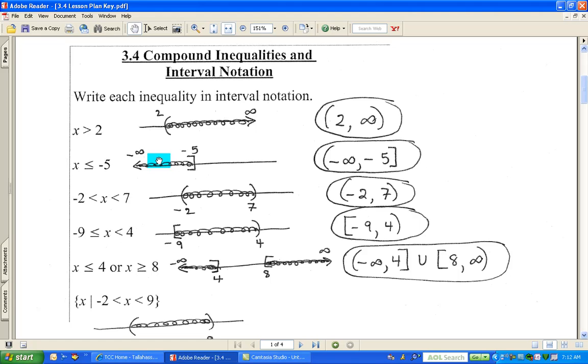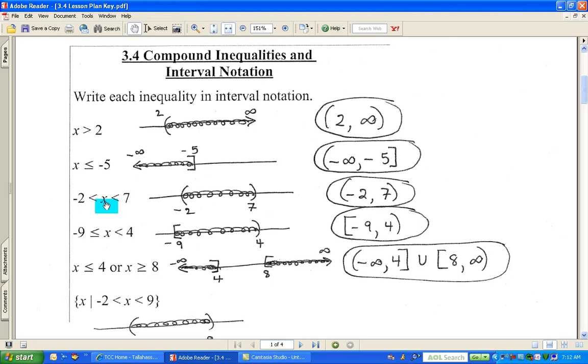Now, take your graph and turn it into interval notation, reading from left to right, just like you're reading a line of a book. So you're going from negative infinity, comma, to negative 5. Negative infinity will always have a paren because you never include positive or negative infinity. And of course, negative 5 has a bracket because of the equals.